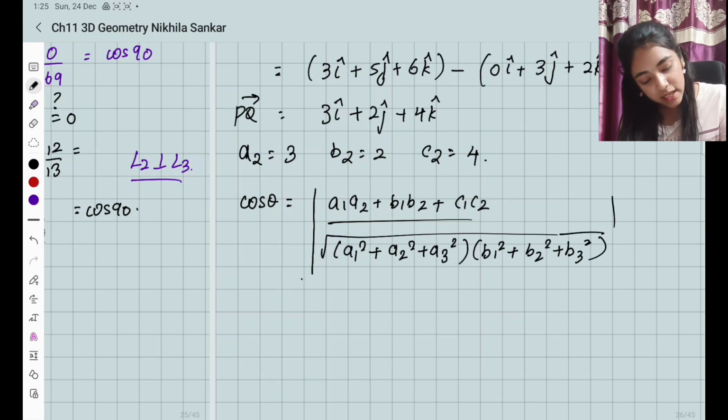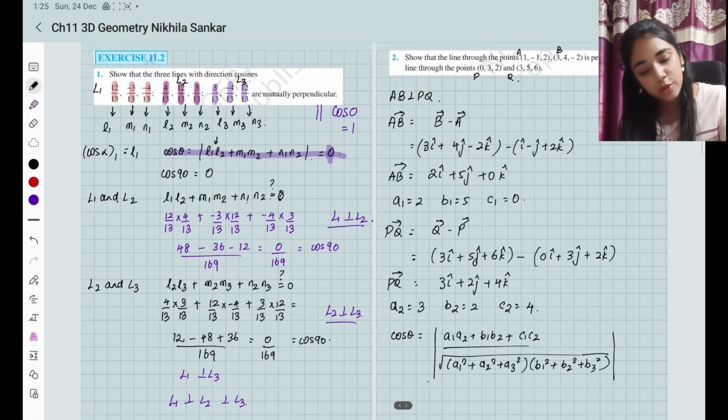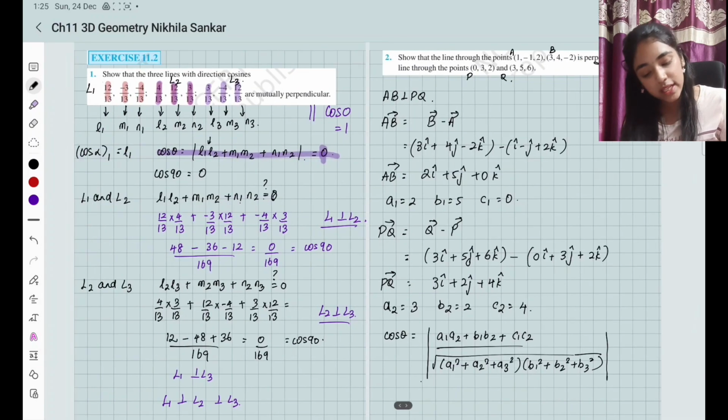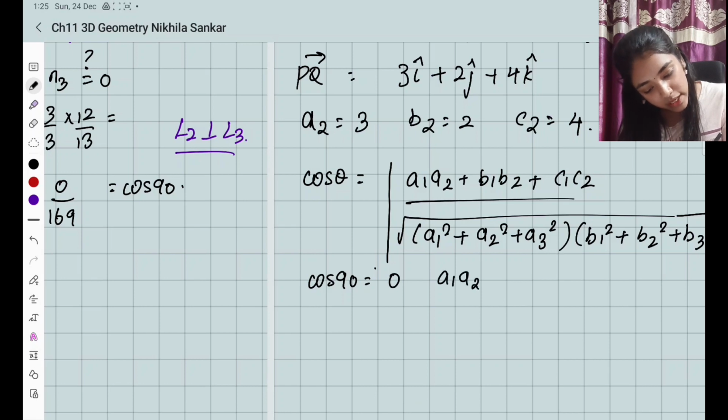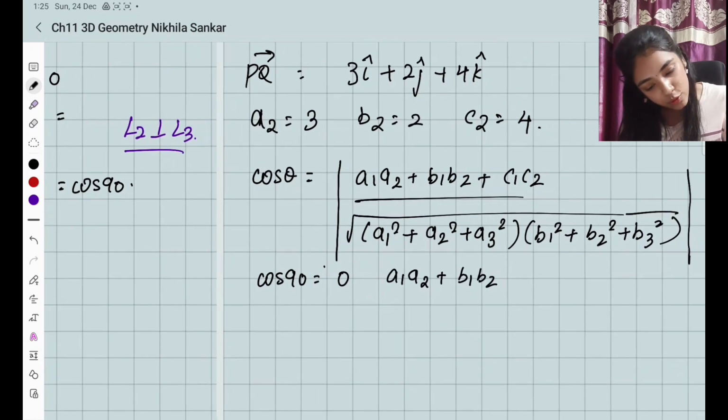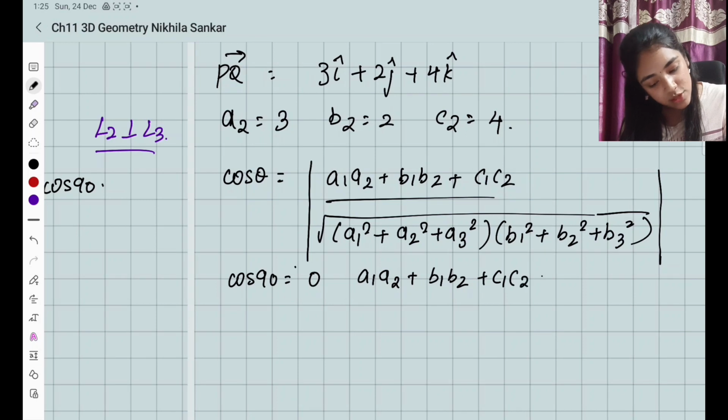Now, what are they asking in the question? You have to prove that this is perpendicular. What does perpendicular mean? Theta is going to be 90 degrees. So when I do that, I have cos 90 equals 0, which means I can say that A1 A2 plus B1 B2 plus C1 C2 equals 0. Correct? So this is what I have to prove.